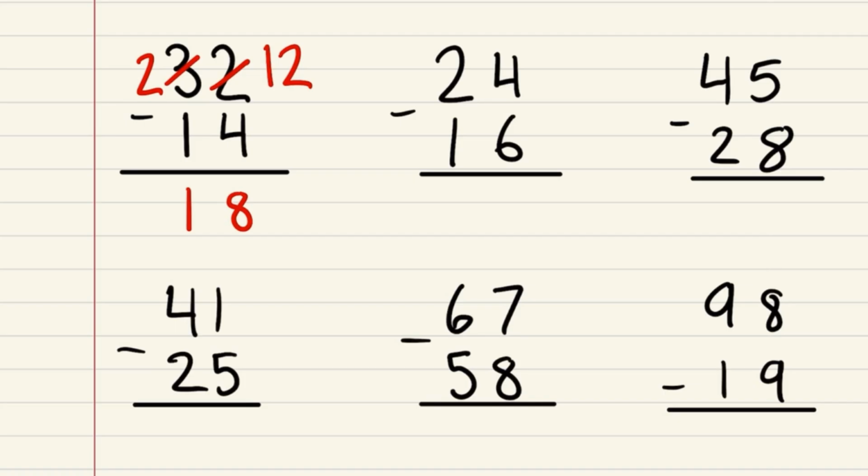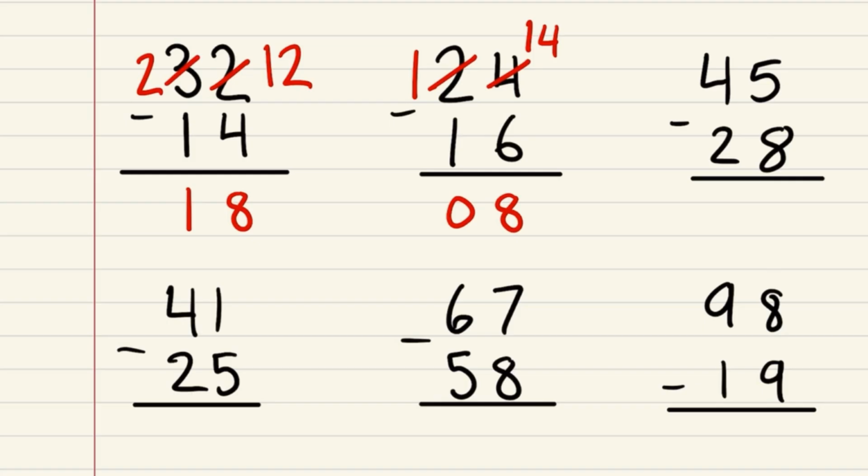On 24 minus 16, 4 cannot handle the 6. So 4 needs to go and ask for help. He asks the 2 for help. The 2 says, all right, 4, I can help you, but I'm only going to give you 1. The 2 becomes a 1, and the 4 becomes a 14. 14 minus 6 is 8, and 1 minus 1 is 0. Now, a lot of you will feel tempted that you do have to put the 0 in front, but you do not have to. It is a choice. You're still going to get the same answer of 8 anyways.